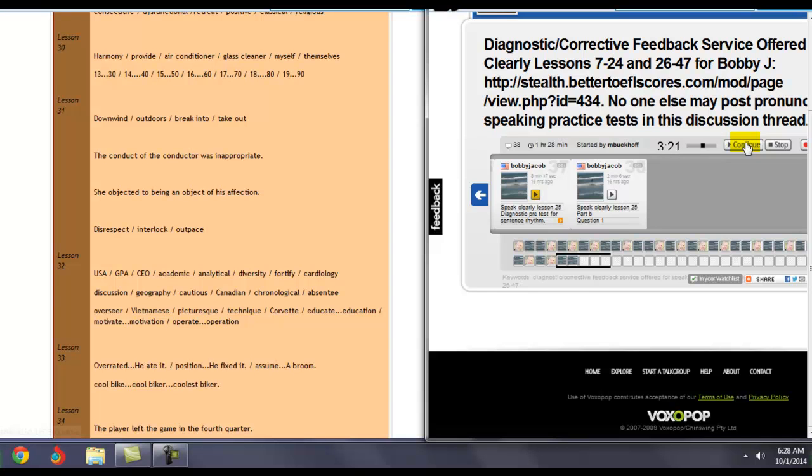Corvette. Educate, education. Motivate, motivation. Operate, operation. Right, in case you're not sure, Corvette is a sports car in the United States. I think it's made by Chevrolet.